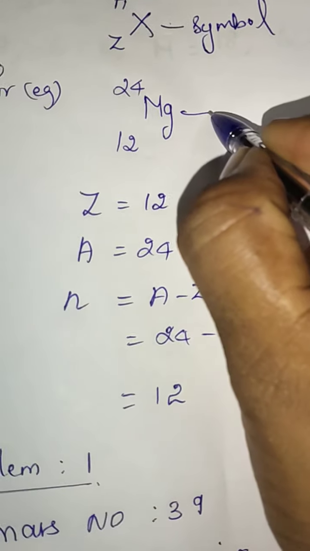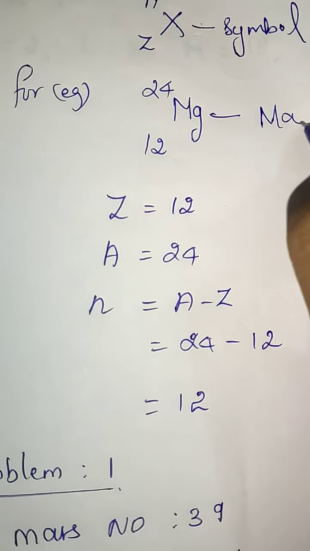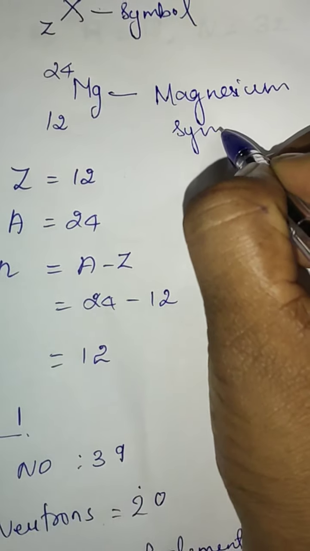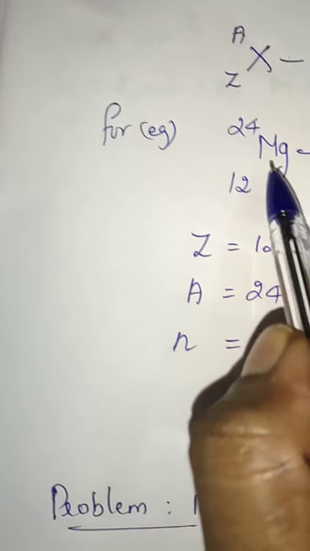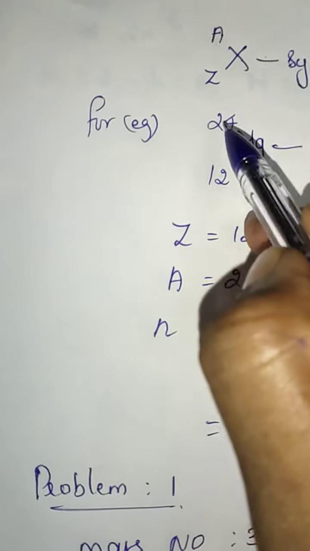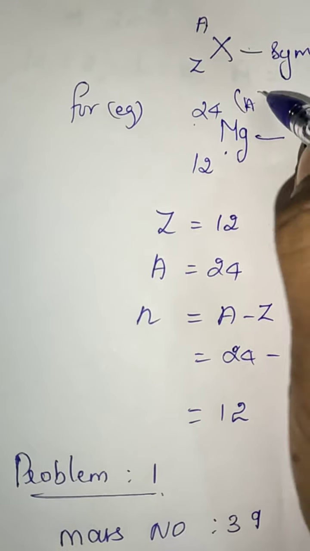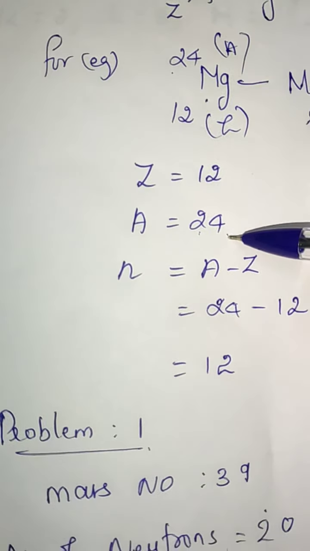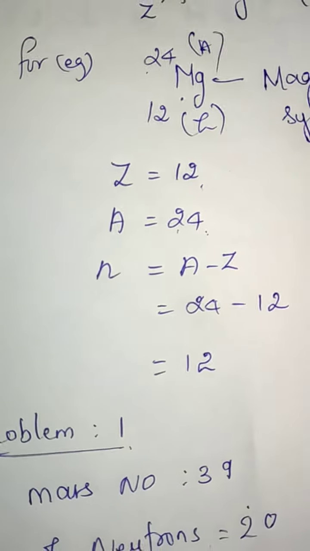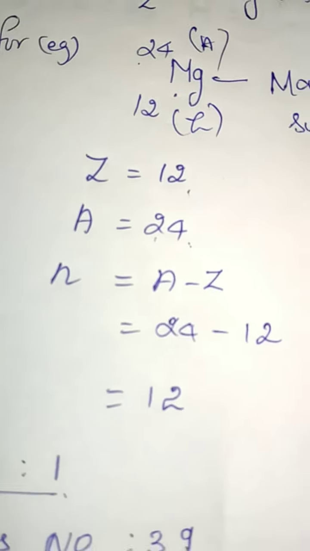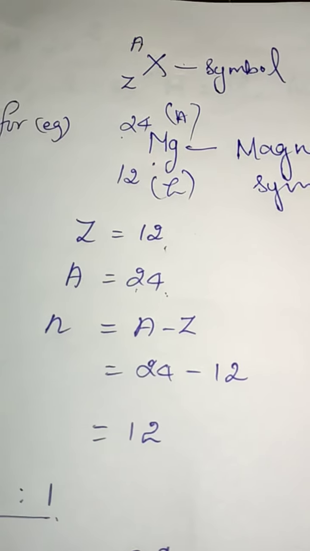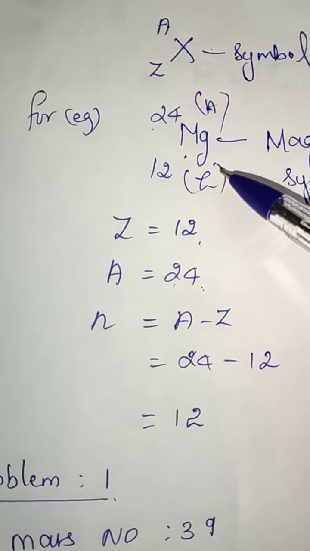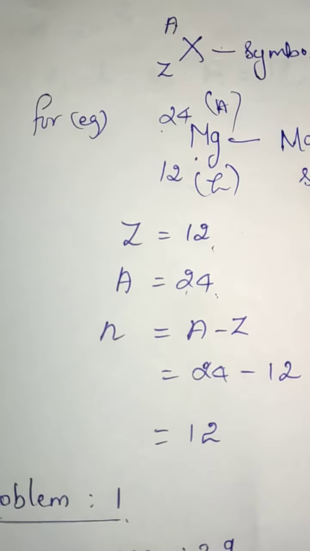For example, Mg is the symbol of magnesium. The symbol of magnesium has been written, and the mass number is A and this is Z. So mass number is 24 and atomic number is 12. From this, how can you find out the neutron?